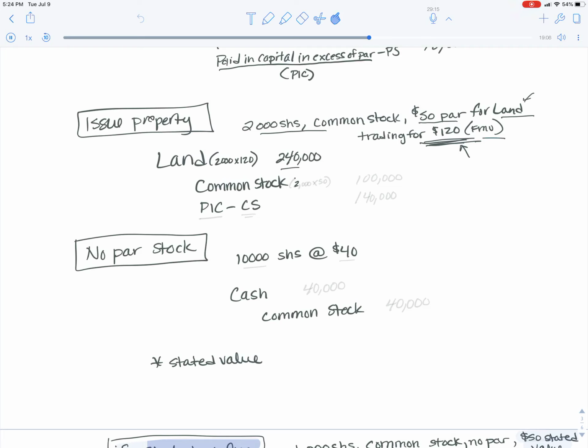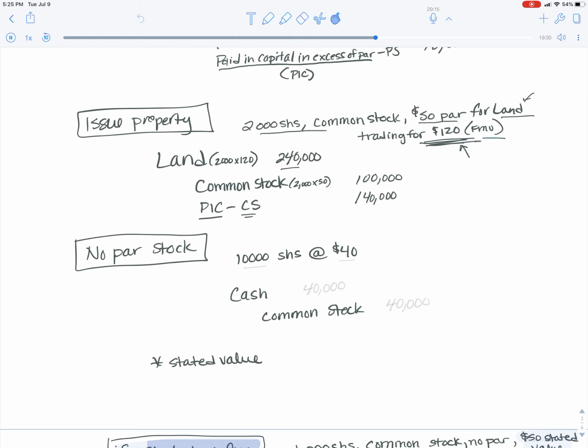So let's put only the par portion of 50 into our stock account, which is $100,000. And the additional paid in capital, so I like to abbreviate that PIC, paid in capital in excess of par for our common stock, is the extra 140 that we got.